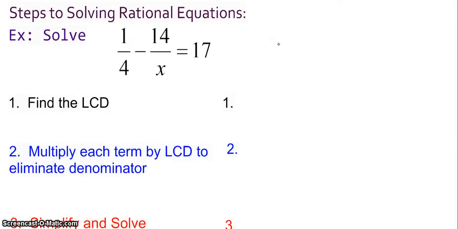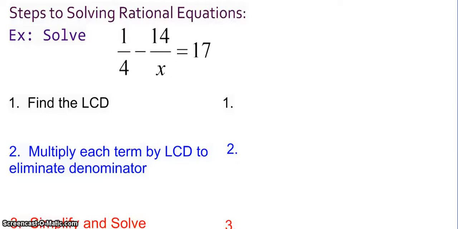Alright, so why do we care so much about finding the least common denominator? Well, because it's our first step in solving rational equations. Now, these four steps that we're going to go through here are not the only way to solve a rational equation, but all of the other methods that you might come up with are going to be very similar to this or relate to this in some way. So you don't have to solve a rational equation in this process. This is just the process that we are going to go through in the video.